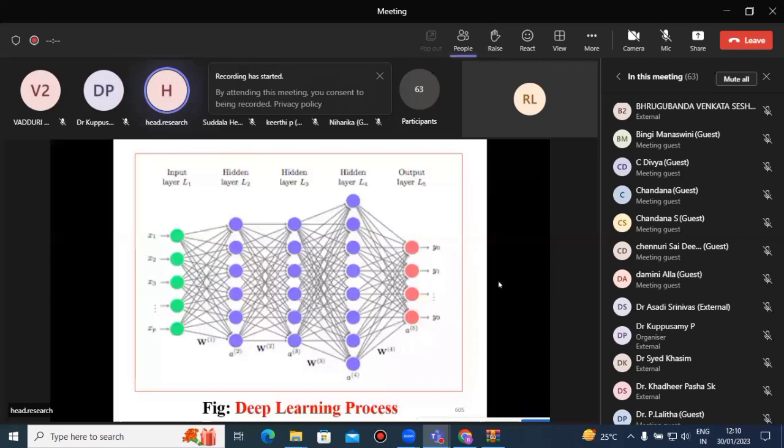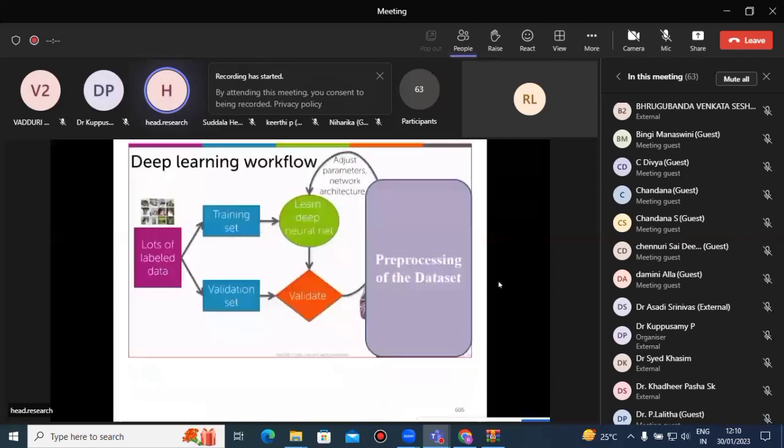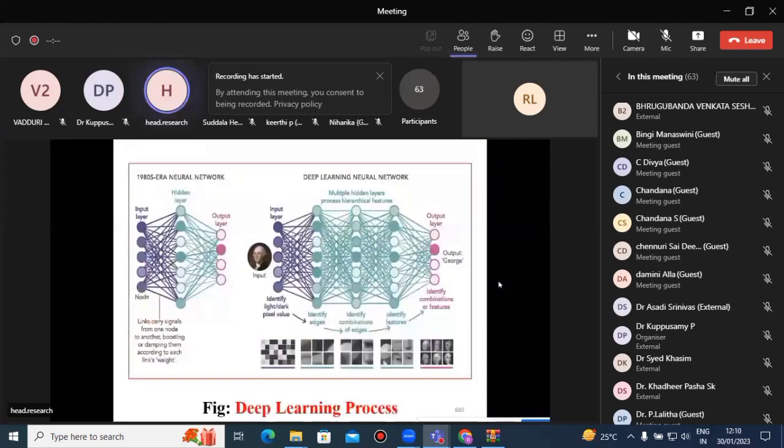If you look at the deep learning workflow, lots of labeled or unlabeled data are taken as input to the system. The data is split into a training set, a validation set and a test set. The training set is used to train the deep neural network. The validation set is for validating the data. Then pre-processing of the data set, and adjusting parameters, network architecture, etc.